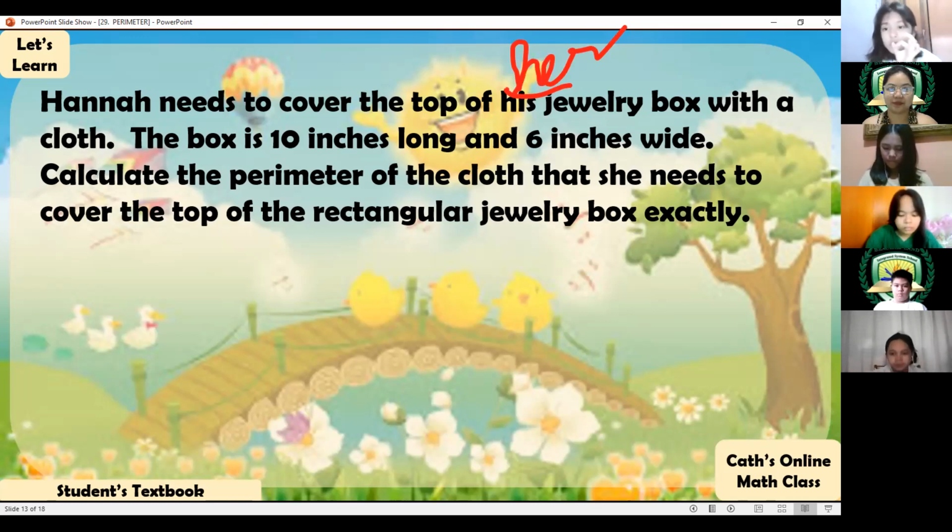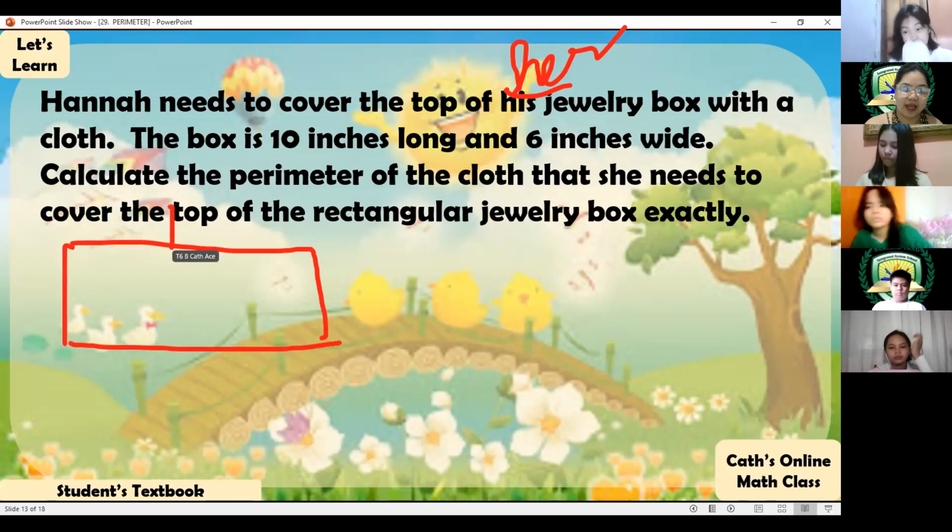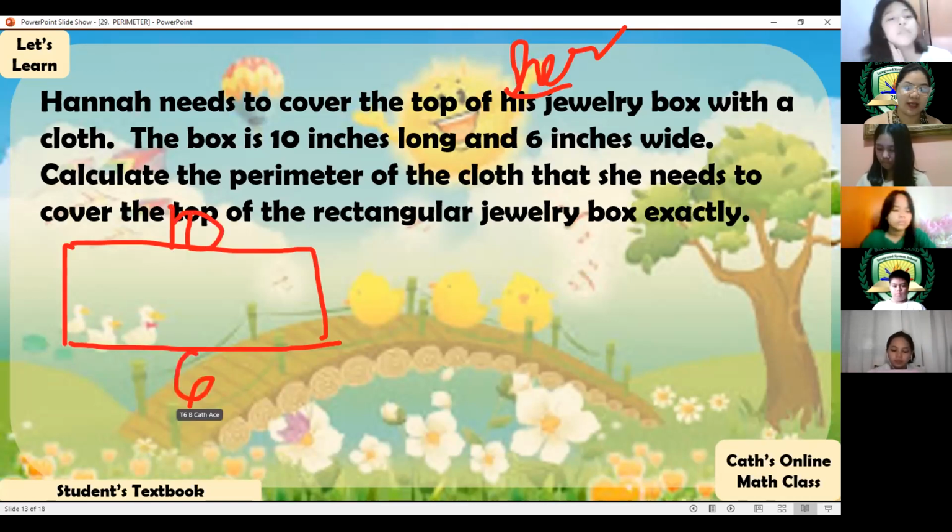32 inches. Okay, how did you know that it's 32? Okay na daw yung chat nyo. Okay na po. Ma'am, 10 yung sa mahaba. Yung width ay 6.